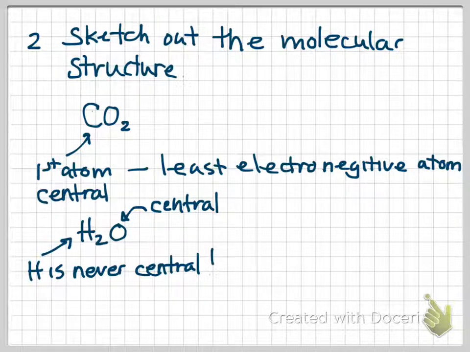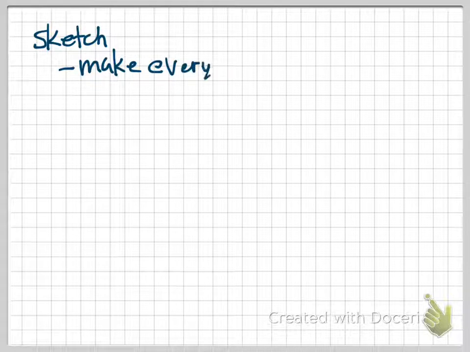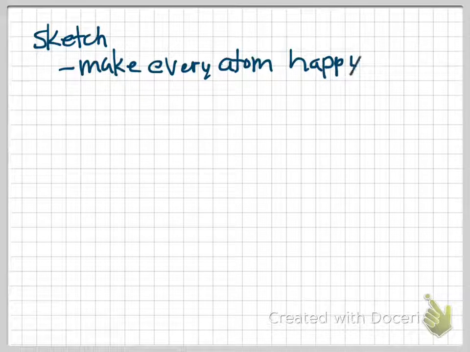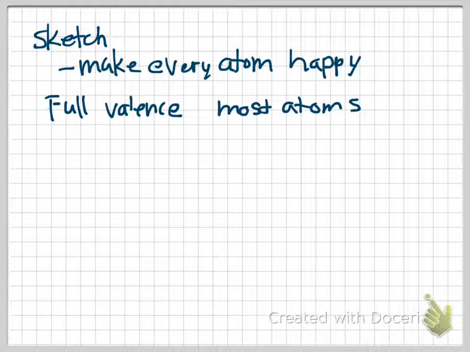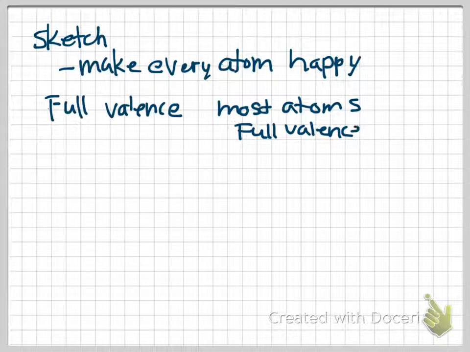Now we can sketch our molecule. So we'll go back to sketching. And we're going to use our total available electrons in order to assist us in sketching our atom. The goal here is to make everybody happy. What do I mean by that? For everybody to be happy, they need to have a full valence. And so for most atoms, the full valence is equal to 8, which is what we call an octet.